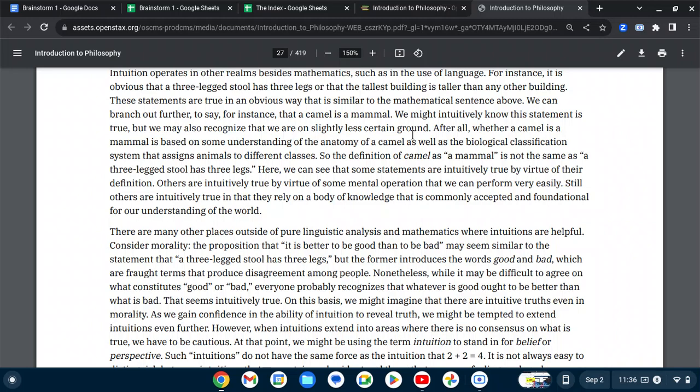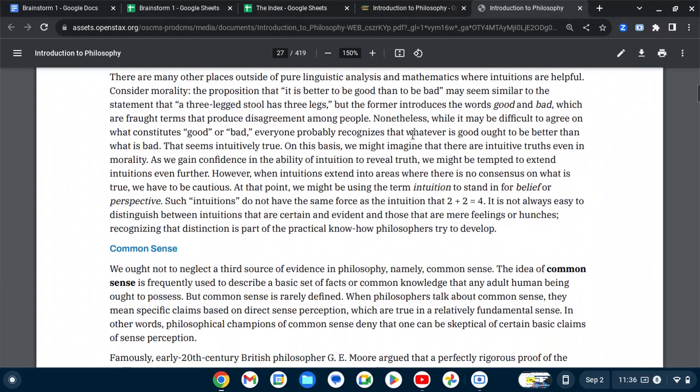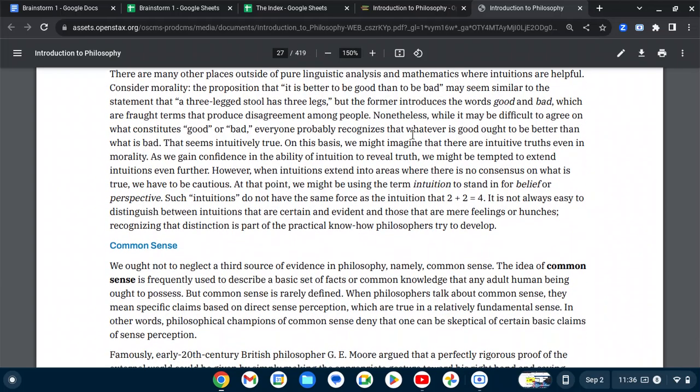Here, we can see that some statements are intuitively true by virtue of their definition. Others are intuitively true by virtue of some mental operation that we can perform very easily. Still others are intuitively true in that they rely on a body of knowledge that is commonly accepted and foundational for our understanding of the world. There are many other places outside of pure linguistic analysis and mathematics where intuitions are helpful.